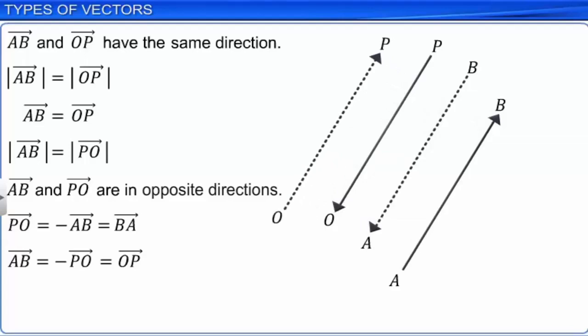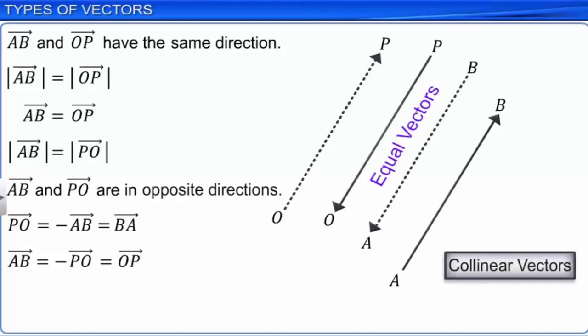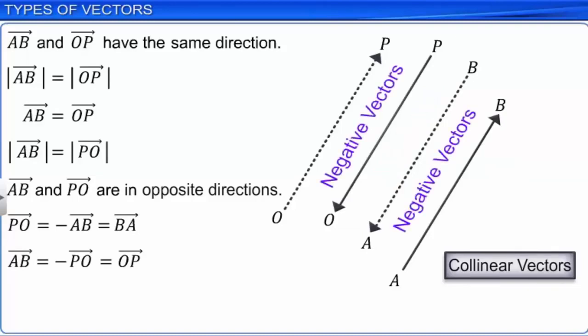Note that all equal vectors are collinear vectors, but all collinear vectors are not equal. A pair of collinear vectors may be negative vectors of each other.